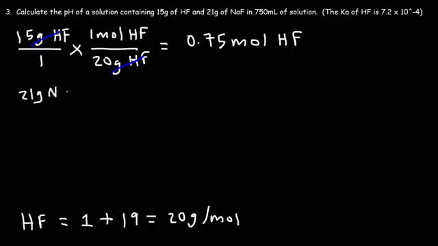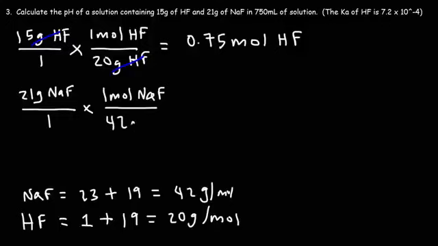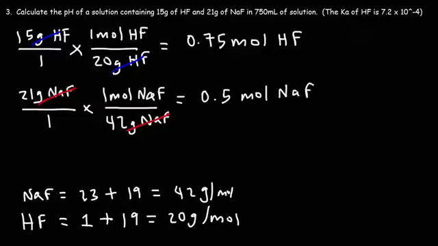Now let's start with 21 grams of the base, NaF. Now let's convert that to moles. Sodium has an atomic mass of approximately 23, and fluorine is 19. 23 plus 19 is 42. So 1 mole of NaF has a mass of approximately 42 grams. 21 divided by 42 is 0.5. So we get 0.5 moles of sodium fluoride.